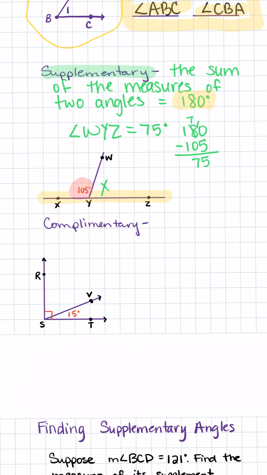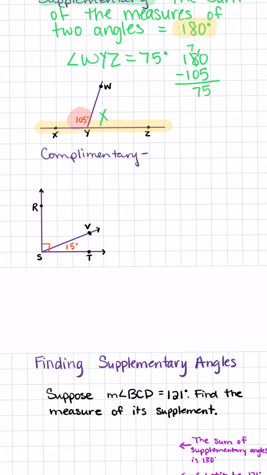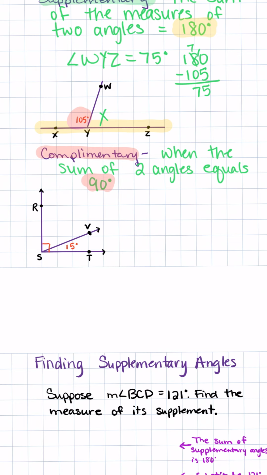Okay, so complementary is when the sum of two angles equals 90 degrees. And you see this little red square here? Almost all 90-degree angles are marked with that red square. That means that it is exactly 90 degrees. Okay, so straight up, straight to the right, a solid L.